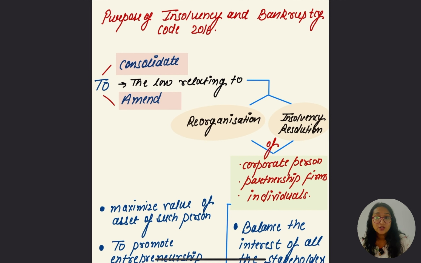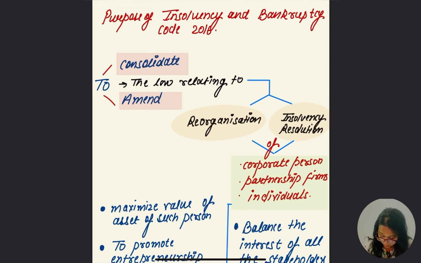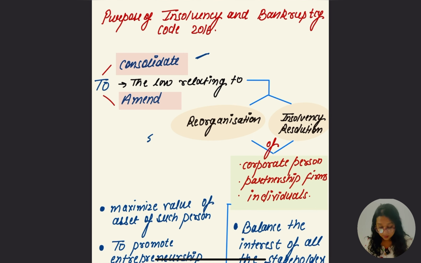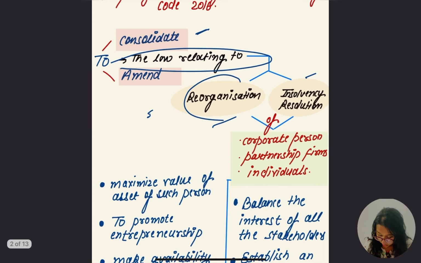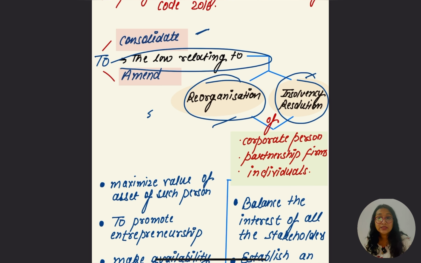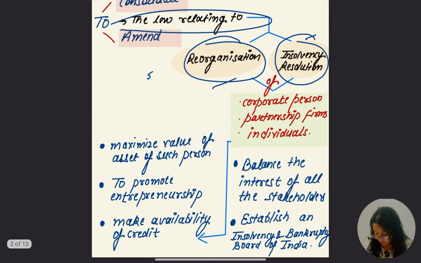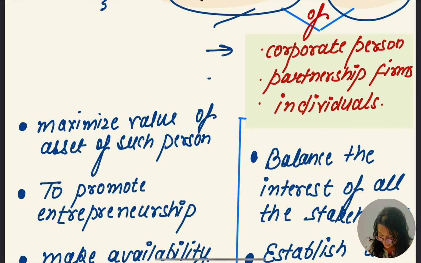First of all, we have to find out what the purpose of making this was. The purpose of the Insolvency and Bankruptcy Code is, first of all, to consolidate and amend the law relating to the reorganization and insolvency resolution of three kinds of people: first, corporate person, second, partnership firm, and third, the individual.